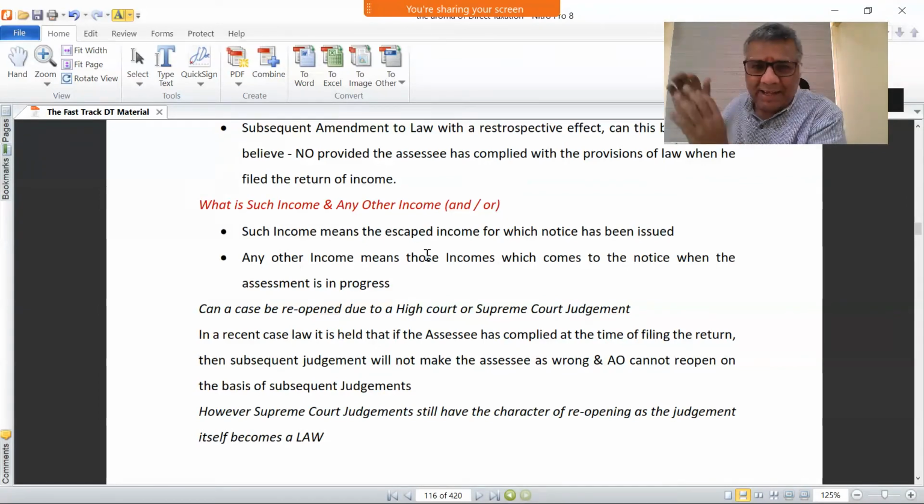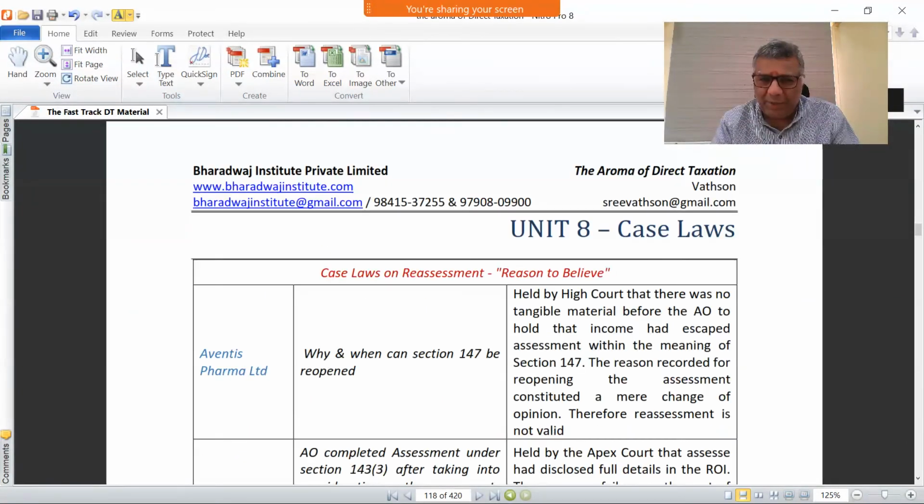And any other income. During the process, I come across one other income which has escaped assessment. Such income or any other income, I can assess it. Okay. A quick look at case laws.